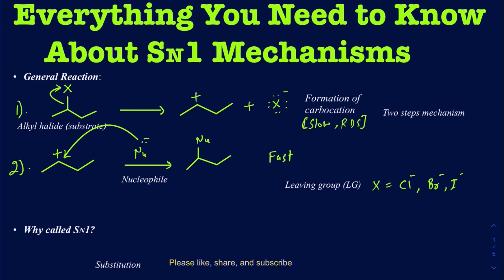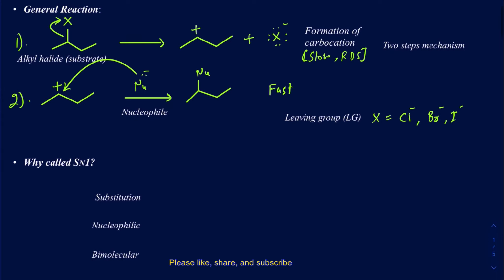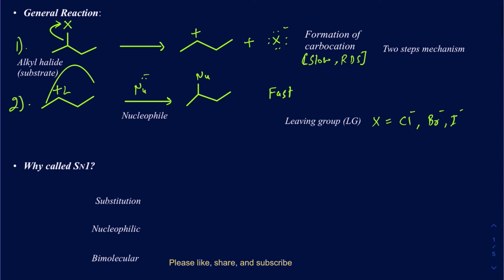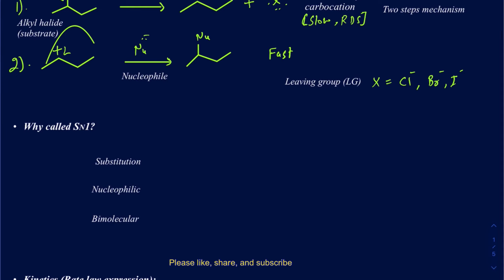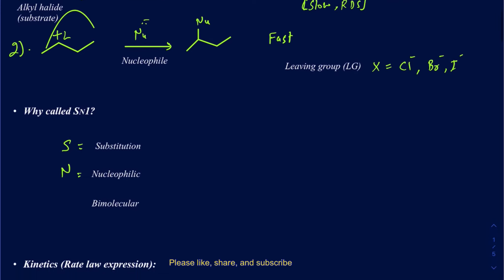So now the question is why it's called an SN1 reaction. So far we have two steps, where the first step, the formation of the carbocation, is your slow step. And in that slow step, you only have one reactant, or another way of saying it, only the alkyl halide takes part in that particular rate determining step. The S stands for substitution, N stands for nucleophilic, and SN1 reactions are unimolecular. They're not bimolecular.